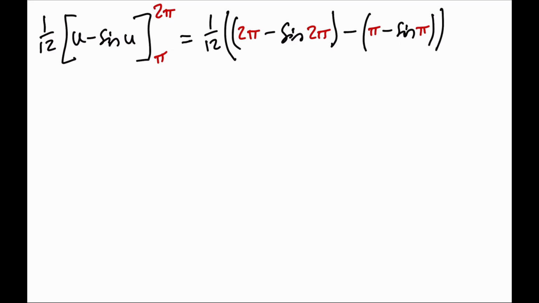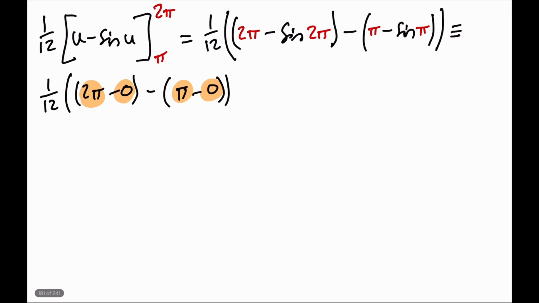What we do next is substitute our limits into the equation. So we have the 1 over 12 on the outside, because we haven't changed that yet. We substitute the 2 pi into the equation as u, and so we get 2 pi minus sine 2 pi, all in one bracket. And then we take away what we get when we substitute in the lower limit: pi minus sine pi. These are the integrated forms when you substitute the limits in terms of u.